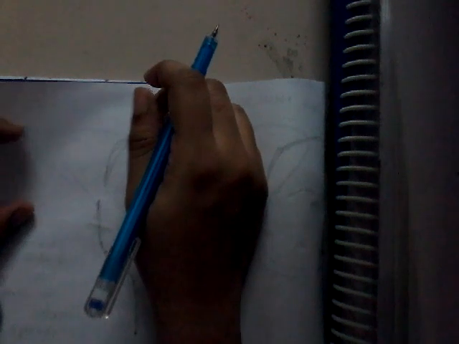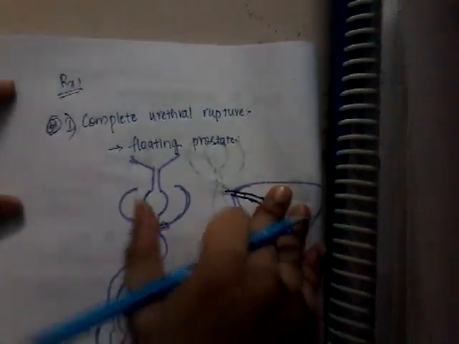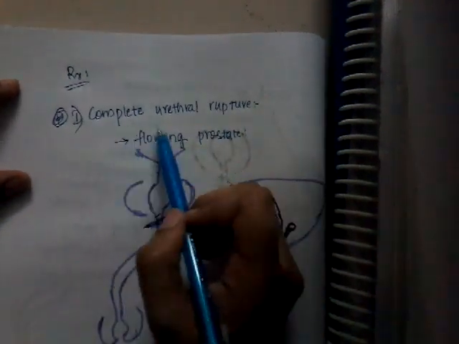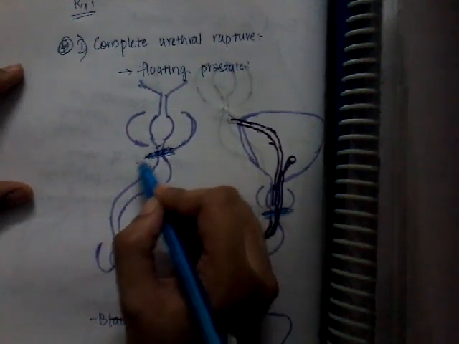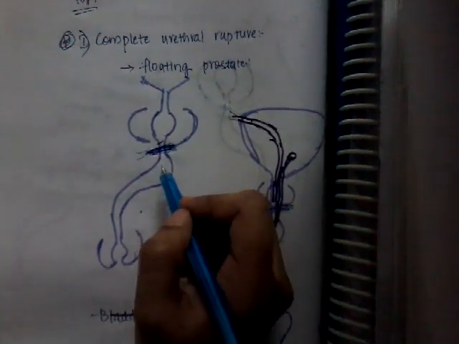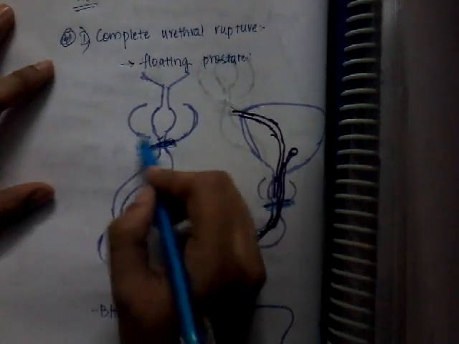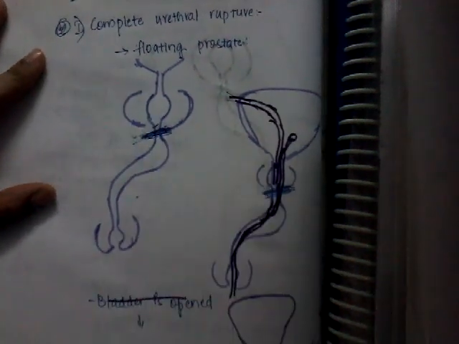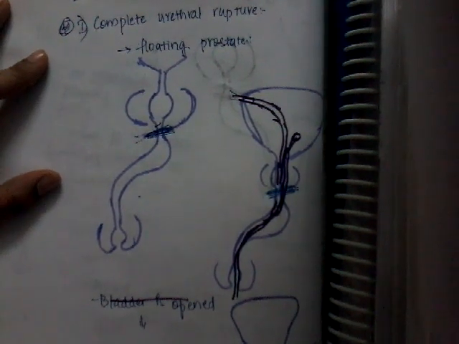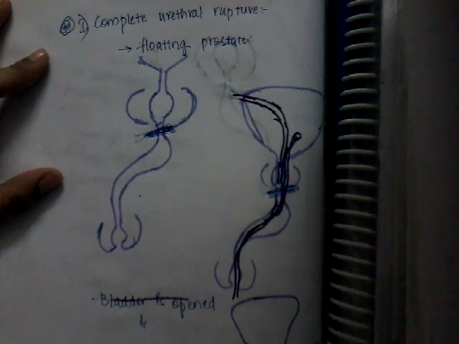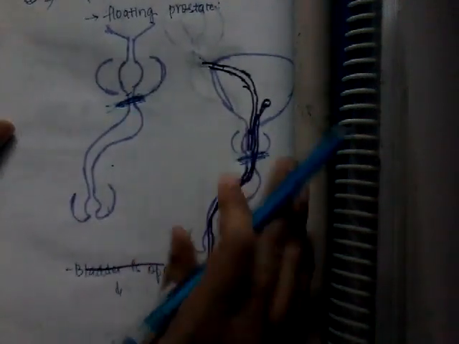Even in the treatment, I have dealt with the floating prostate, what happens if there is a complete urethral rupture. I'll just refresh it so that it becomes easier for us. In complete urethral rupture, there is a transection here, so it is completely ruptured, and there is only a floating prostate, which is called the Vermeulen sign.